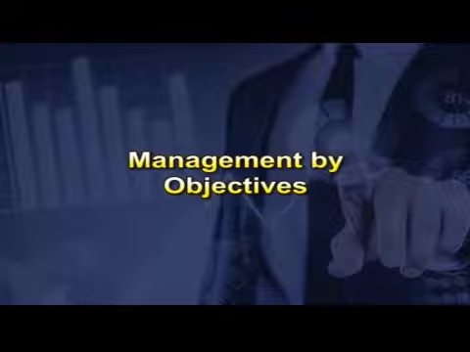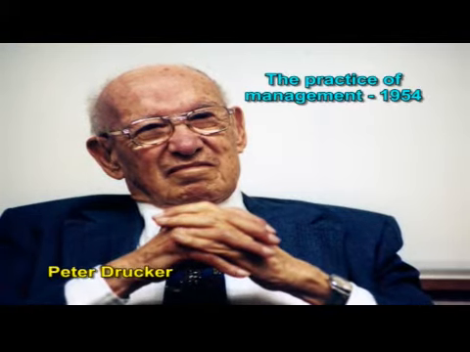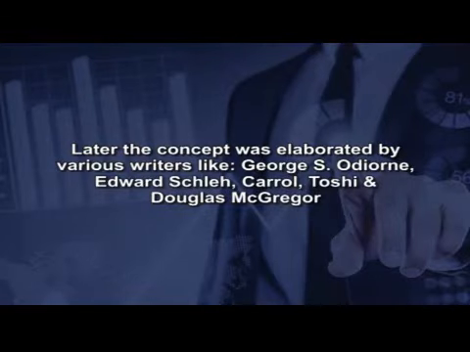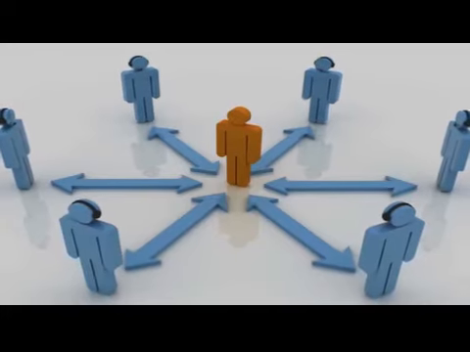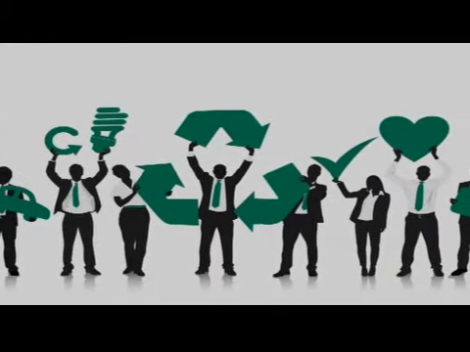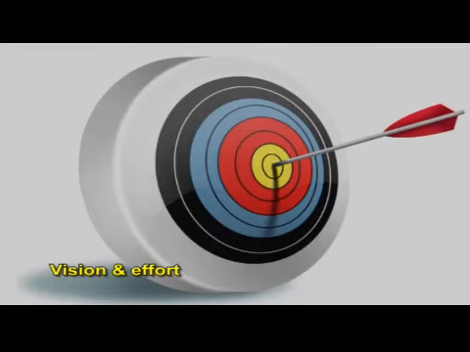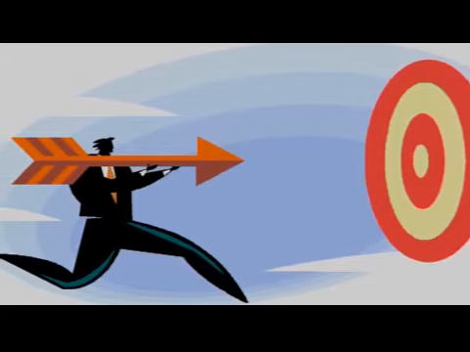Management by objectives. Management by objectives is one of the most modern approaches to management, which was introduced by Peter Drucker in the book The Practice of Management in 1954. Later, the concept was elaborated by various writers like George S. Odiorne, Edward Schleh, Carroll, Tosi, and Douglas McGregor. Peter Drucker mentioned that what the business enterprise needs is a principle of management that will give full scope to individual strength and responsibility, and at the same time provide a common direction to vision and effort, establish teamwork, and harmonize the goals of the individuals with the common organizational goals.